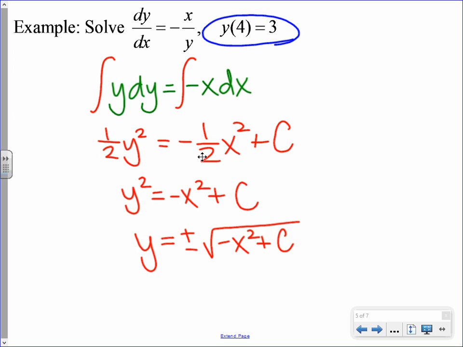Y of 4 equals 3. That means when x is 4, y is 3. Do we need to choose the positive or the negative? Why the positive? Okay, here our y value is positive, right? We want our y value to be positive. So we're going to choose the positive value. If this y value is negative, we would want the negative radical, okay?